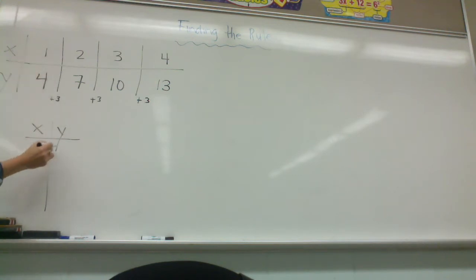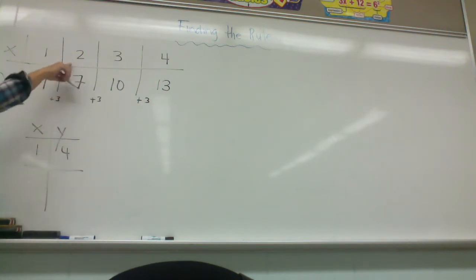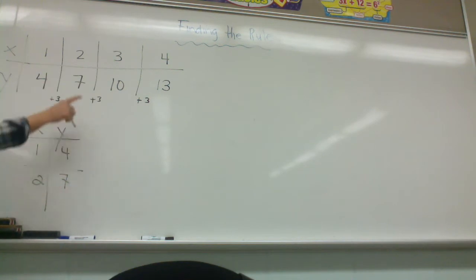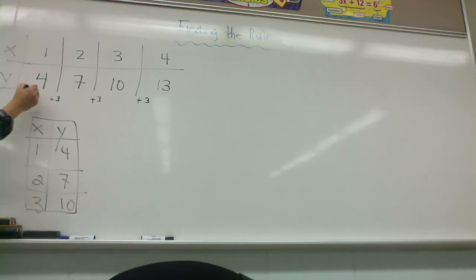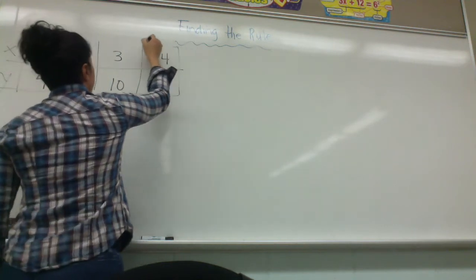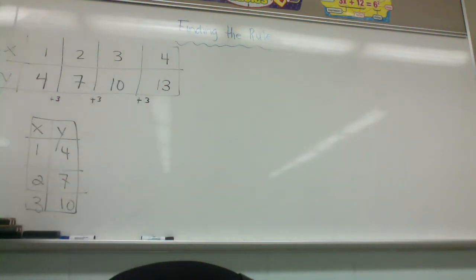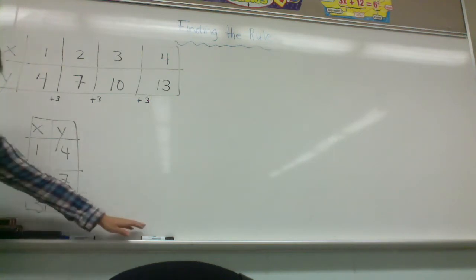1 and 4, 1 and 4. 2 and 7, 2 and 7. 3 and 10, 3 and 10, and so on and so forth. So table of values in a horizontal position, table of values in a vertical position. I can make it fancier and close it up. This is what we looked at earlier. Are we okay? Just making sure that you don't get confused over the look of my table of values.